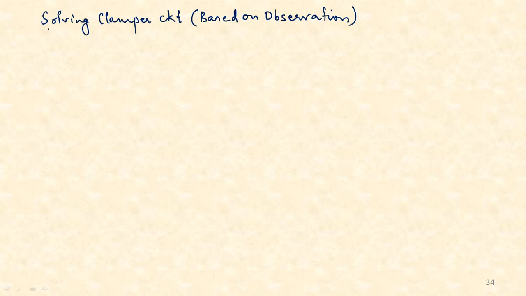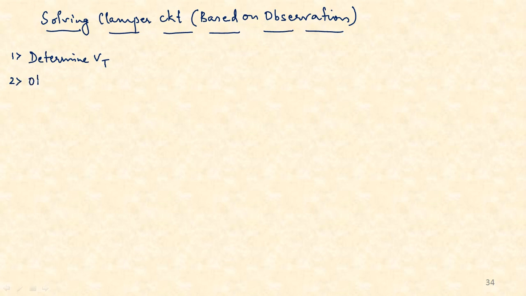Okay, and I am reiterating that it is purely an observation. So what are the steps here? The first step, as usual, is to determine Vt. Okay, determine the transition level Vt.